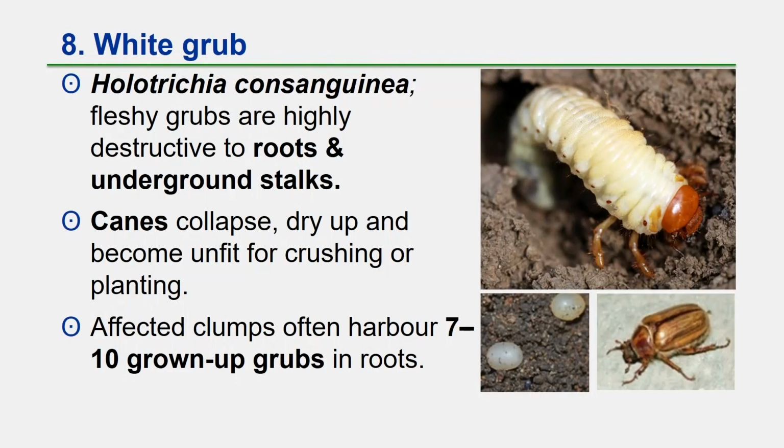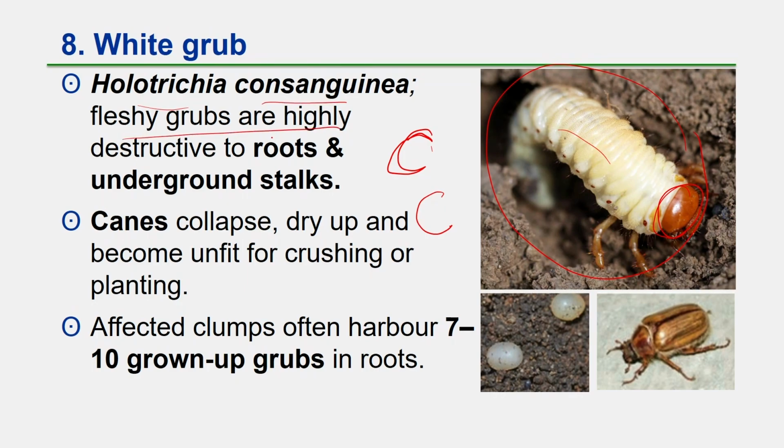White grub, you can see as the name suggests, this grub is quite harmful. It mainly eats the roots, and you can see the head is orange, the rest is white, and it is C-shaped. Many times it is a C-shaped insect. The scientific name is Holotrichia consanguinea.